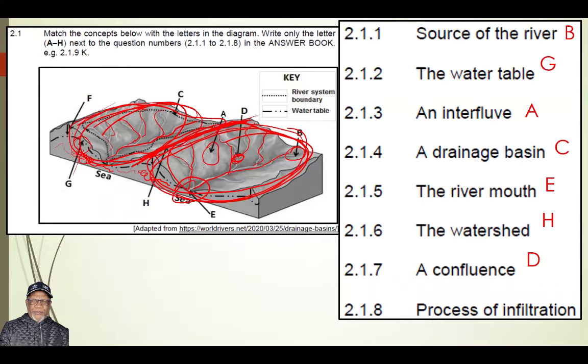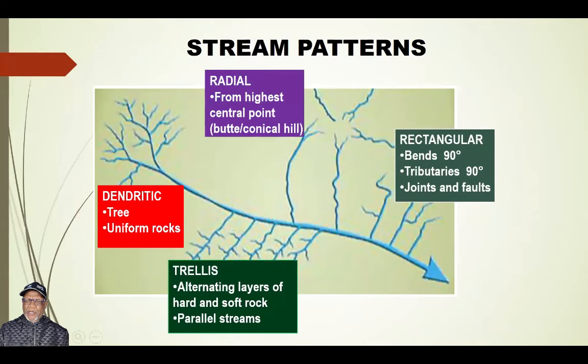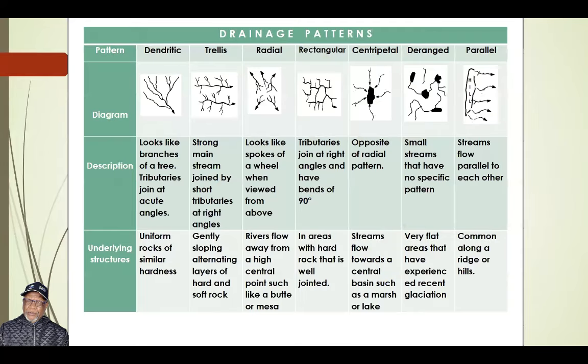And what do we see here? We call it infiltration. The process of infiltration is the absorption of water by the surface. Hope we're fine with drainage basin. Then we have stream patterns. We've got different patterns that we have. We have studied different patterns.